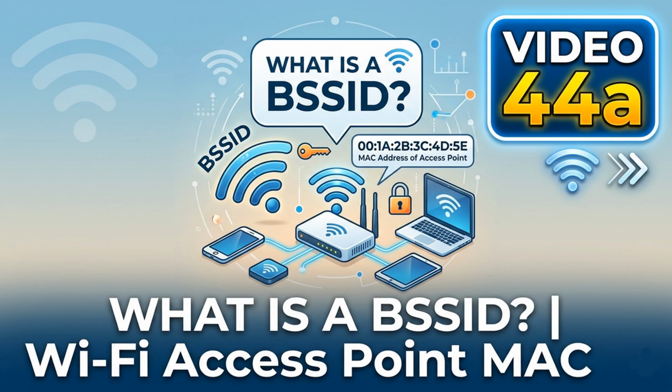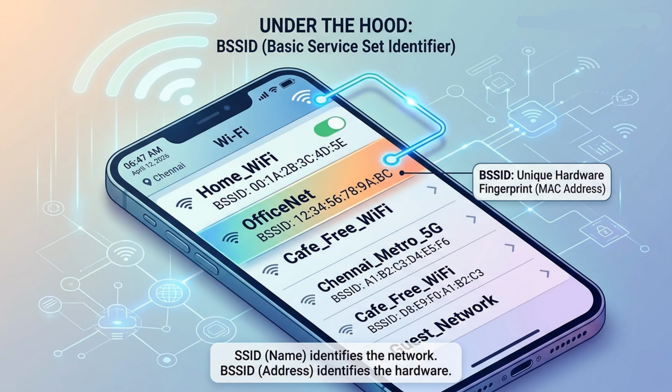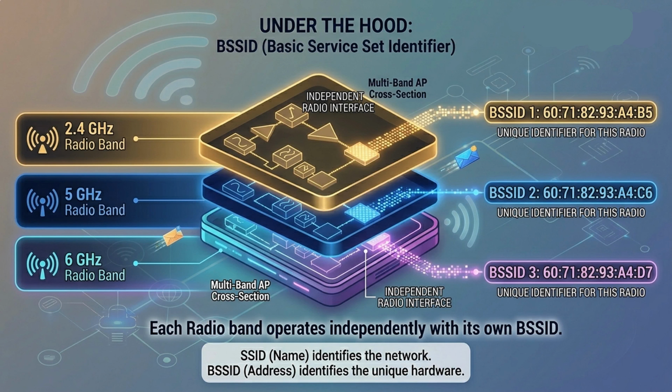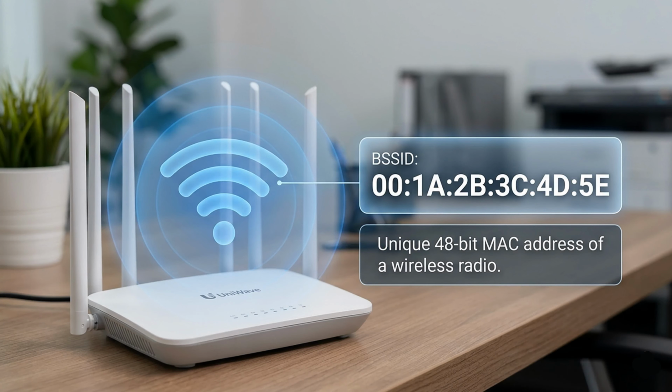What is BSSID? Underneath every Wi-Fi name lies a unique identifier, which is a 48-bit MAC address known as the BSSID. It is the invisible fingerprint that allows your device to lock onto a specific piece of hardware even when 10 routers are shouting the same name. Every wireless radio on an access point has its own BSSID. If a single AP supports 2.4 GHz, 5 GHz and 6 GHz bands, it will have a different BSSID for each radio.